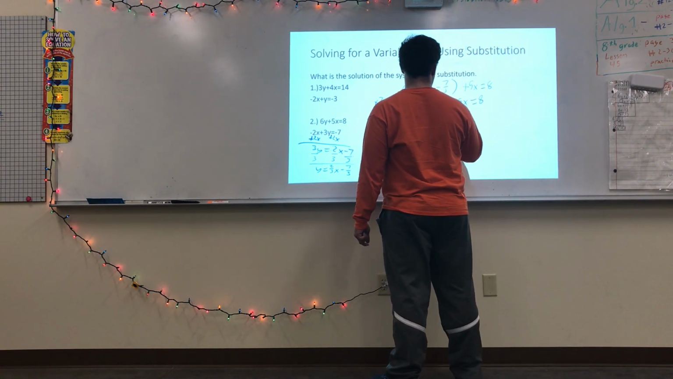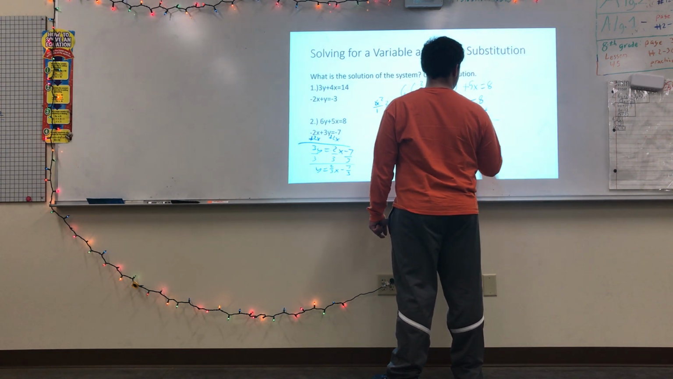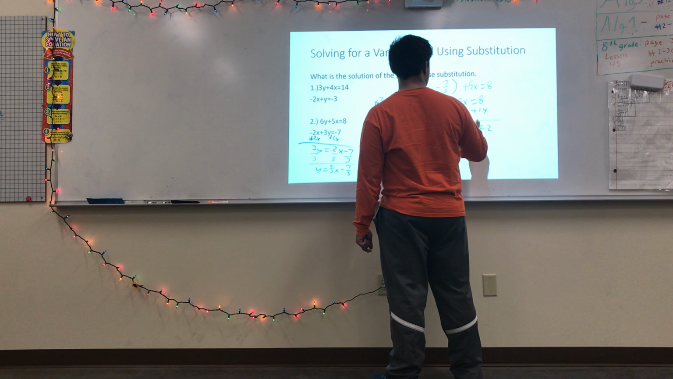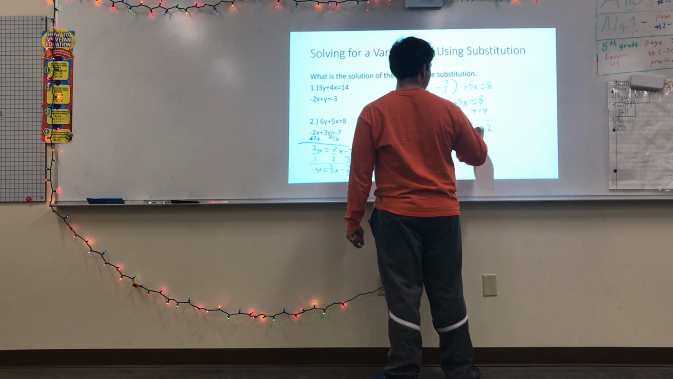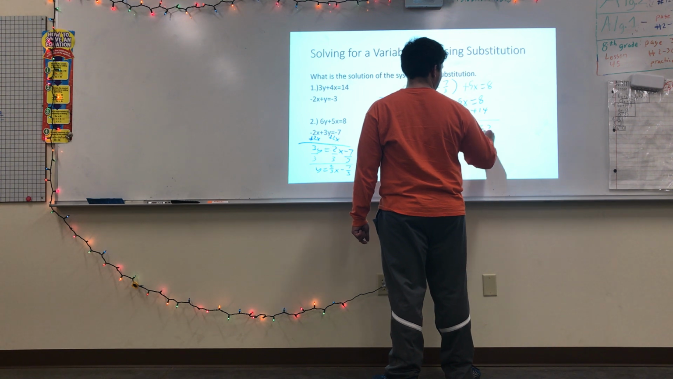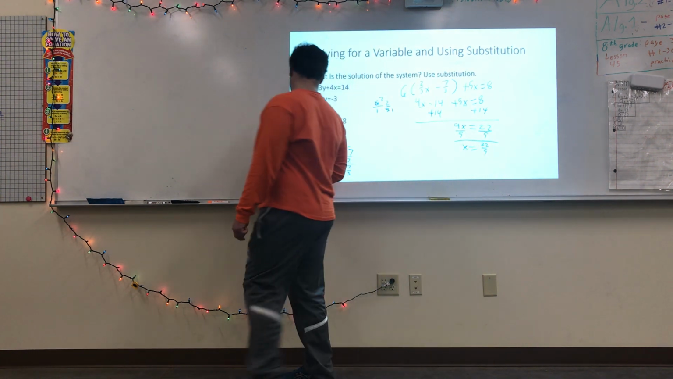Alright, plus 14 plus 14, that's going to give me 22. Alright, over here, I'm going to combine these while I'm at it. I'm going to get 9x equals 9. So x equals 22 over 9. Okay?